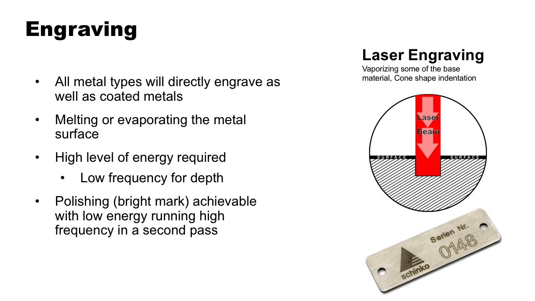We're going to go through each one of these marking methods, starting with engraving. Engraving is probably the most common, and can be done on most of your metals with the fiber lasers. All metal types will directly engrave, as well as coated metals. The fiber laser will actually melt or evaporate the metal surface, producing a subsurface engrave into that surface. It requires a high level of energy at a low frequency for depth. Polishing is also possible, producing a bright mark with low energy running at high frequency on a second pass.